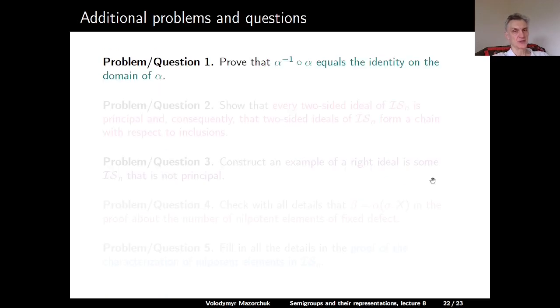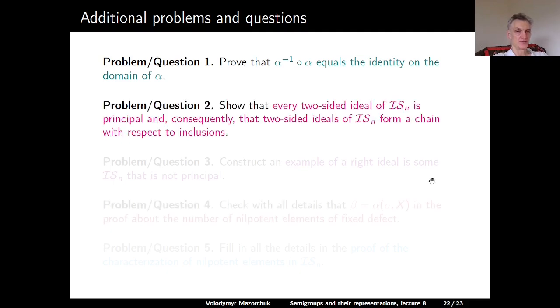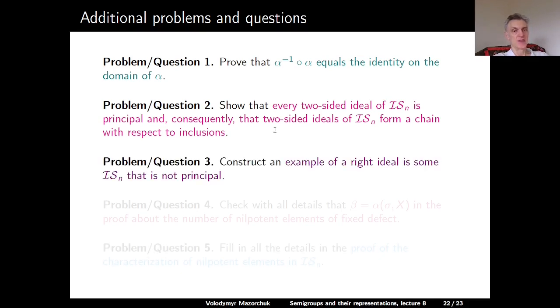Some additional problems and questions at the end. Question 1. Prove that alpha inverse after alpha equals the identity on the domain of alpha. Question 2. Show that every two-sided ideal of ISN is principal, and consequently that the two-sided ideals of ISN form a chain with respect to inclusions. Question 3. Construct an example of a right ideal in some ISN that is not principal.